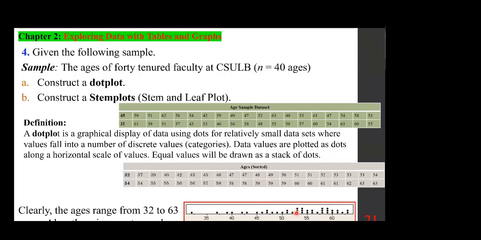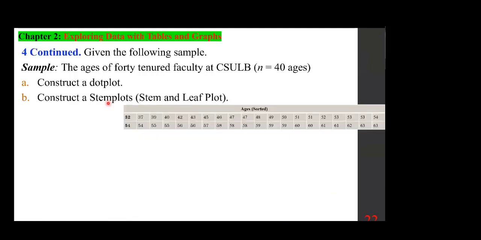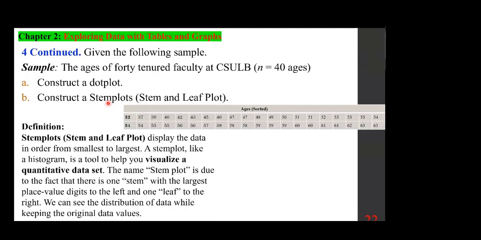We're going to do the same thing using a stem plot. So let's see what happens with that. First, a quick definition. Stem plot, stem and leaf plot also is called, displays the data in order from smallest to largest. A stem plot, like a histogram, is a tool to help you visualize a quantitative data set. The name stem plot is due to the fact that there is one stem with the largest place value digit to the left and one leaf to the right. We can see the distribution of data while keeping the original data values.